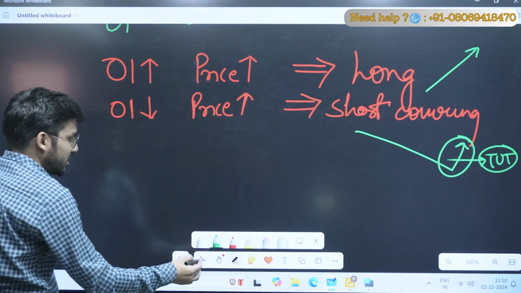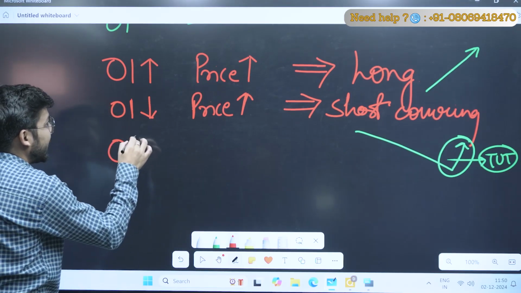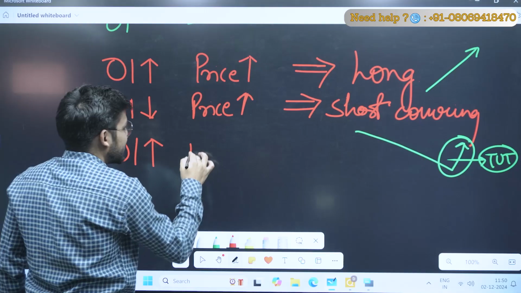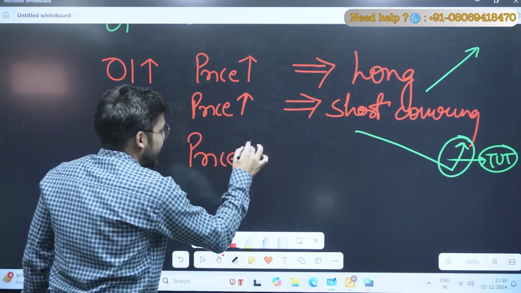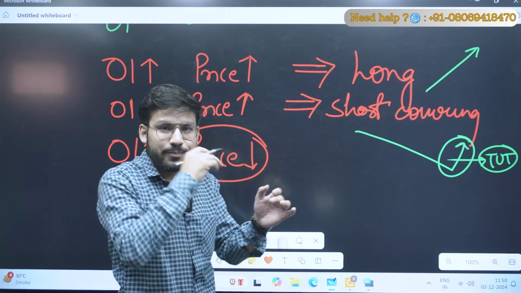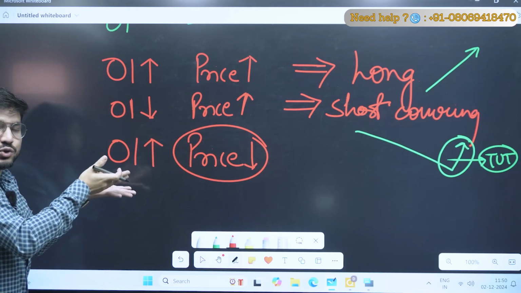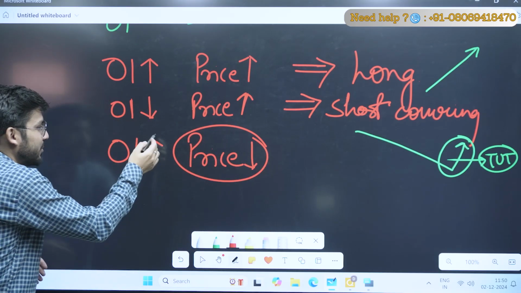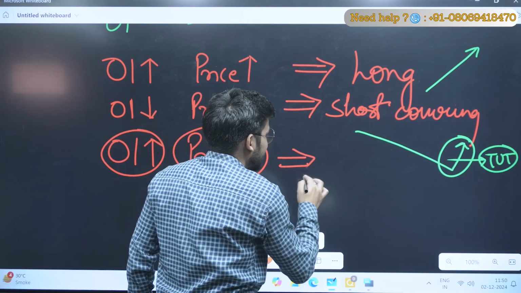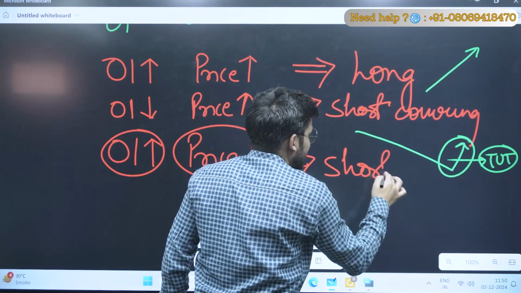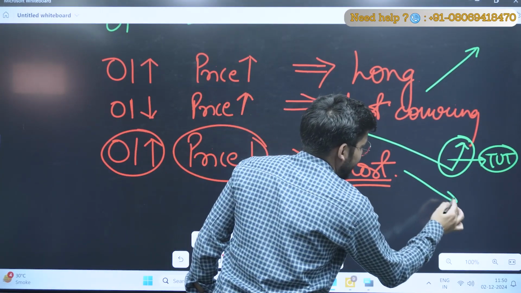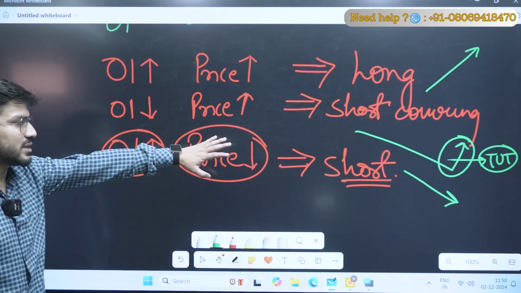The third thing is that if my open interest is increasing and at the same time my price is decreasing, it means the sellers are responsible for the fall. The participation of those sellers is increasing in the market because my OI is increasing. So it will denote that the market is on the short side, or there is a build-up of shorts, and the market will be falling here. So this is the third condition.